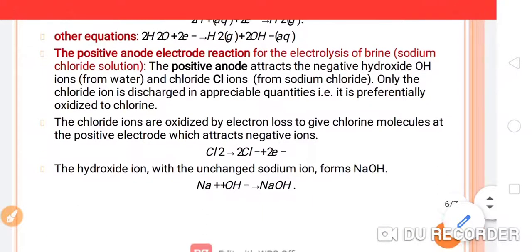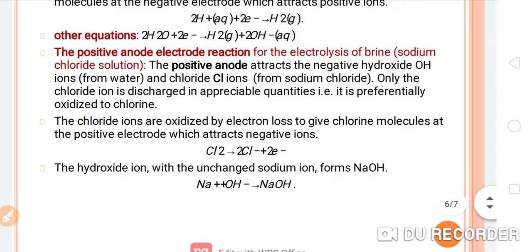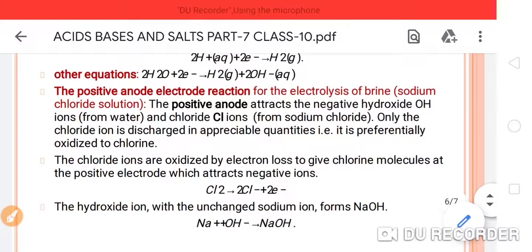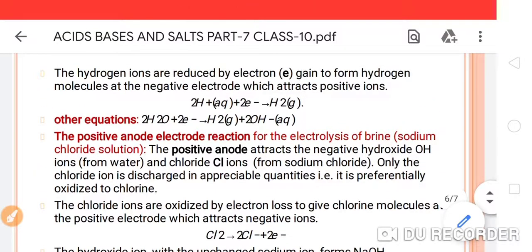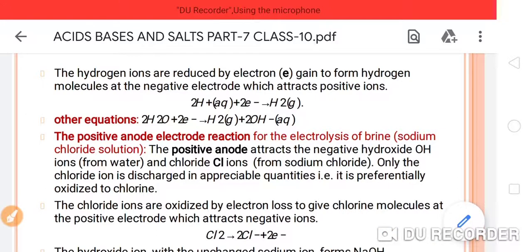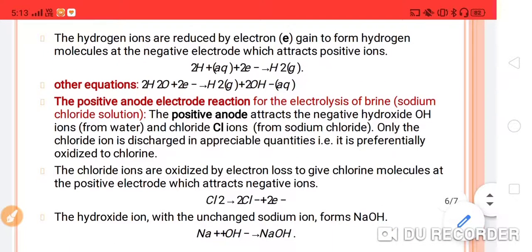Now at the positive electrode, that is the anode. So the positive anode electrode reaction for the electrolysis of the brine, sodium chloride solution: the positive anode attracts the negative hydroxide, meaning whatever hydroxide ion forms in the above reaction. You can see here the hydroxide ion which is forming here. So it will be attracted toward the positive anode.